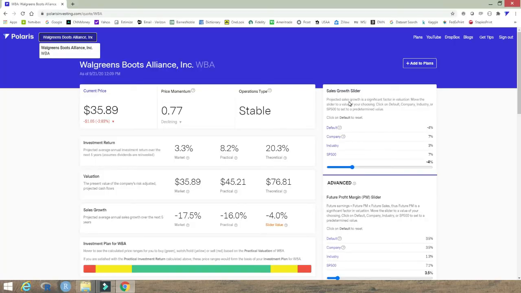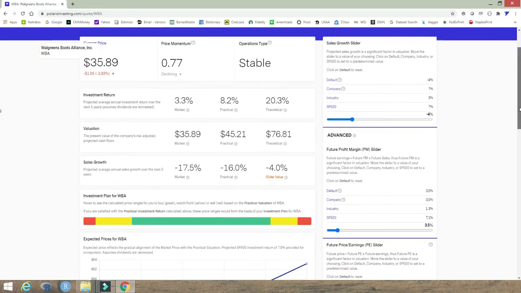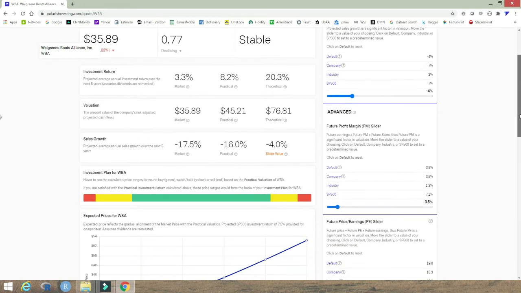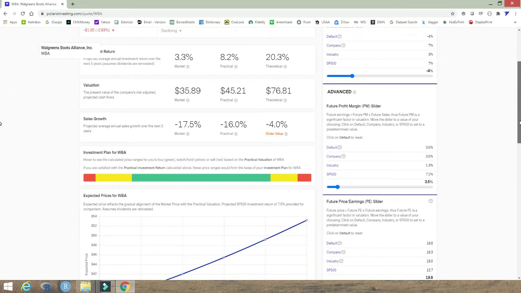Since this video was originally recorded, 2 other sliders have been added to the Polaris website, namely the future profit margin slider and the future price earnings multiple slider.